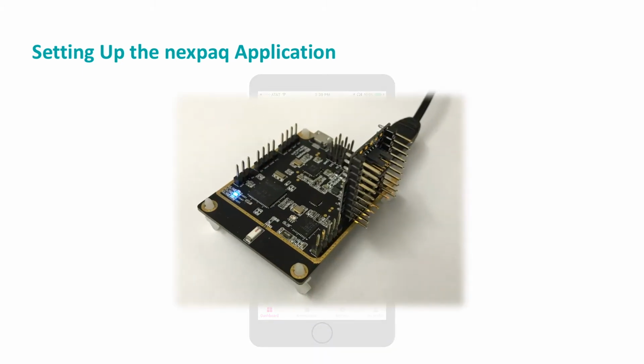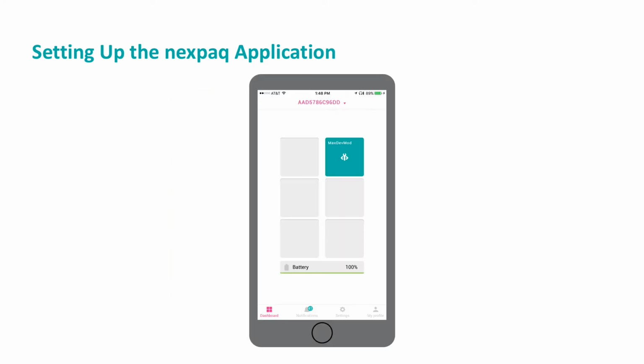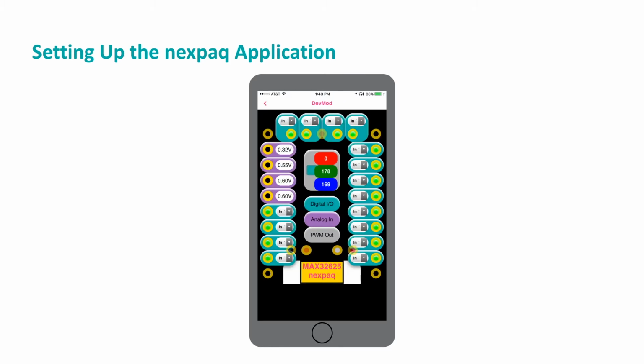Now let's try our first module. Plug in the MAX32625 module into the module connector on the dev board. Be sure that the pins on the MAX32625 module face away from the center of the board. You should see the upper right tile turn a very pleasant teal with the label Max Dev Mod on it. Touch this tile. Now, if everything's working correctly, you'll see this.